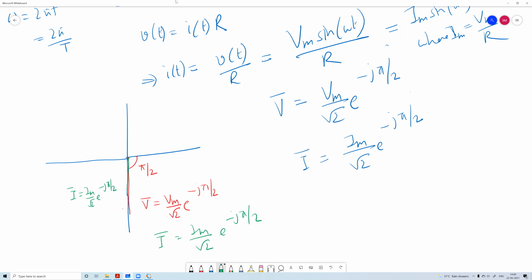If R is greater than 1, then the V phasor would be longer than the I phasor. If R is less than 1, then the I phasor would be longer than the V phasor. But whatever the value of R, V and I would be superimposed on each other, right? Because V and I are in phase. If this is my V, this is my v(t) in red.